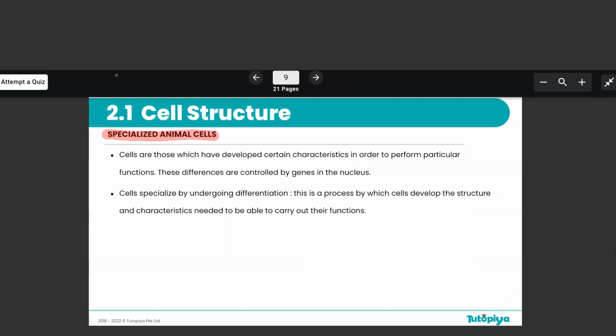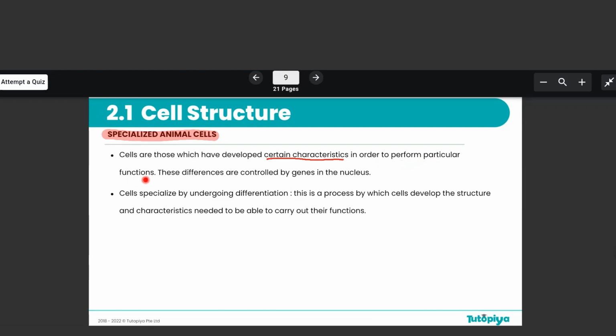Now, specialized animal cells, what are specialized cells? Specialized cells are basically cells that have a specific role or a specific function in our body. And to ensure that they accomplish their particular function, they have a specific structure and some unique characteristics. So specialized cells are those which have developed certain unique characteristics in order to perform a particular function.